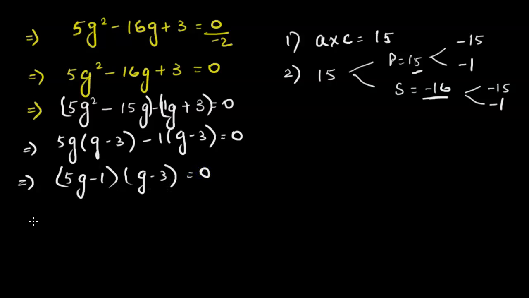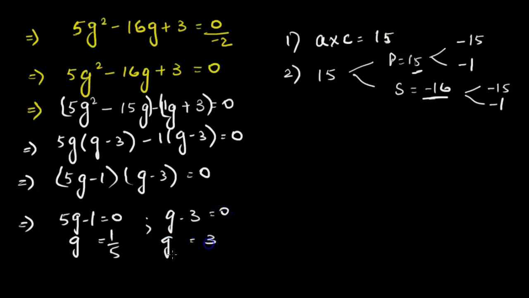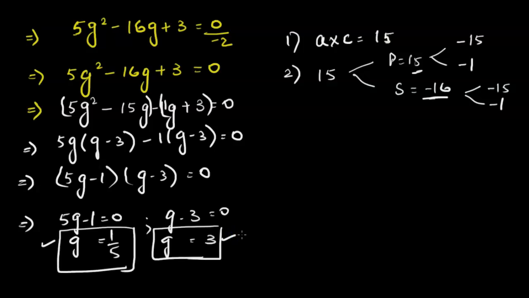Now, once we get the equation in factored form, we can solve for g. 5g minus 1 is 0 means g is equal to 1 over 5. G minus 3 is 0 means g is equal to 3. So the two unknown variables, or the two independent variables that we get after solving this, are 1 over 5 and 3. And this is how we solve standard, vertex and factored form equations for unknown variables.